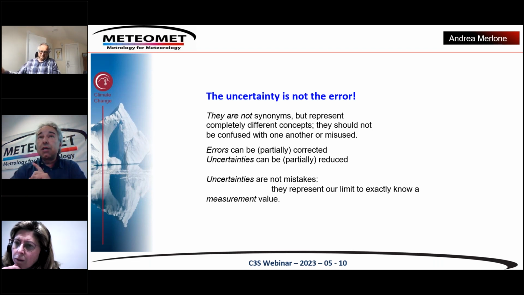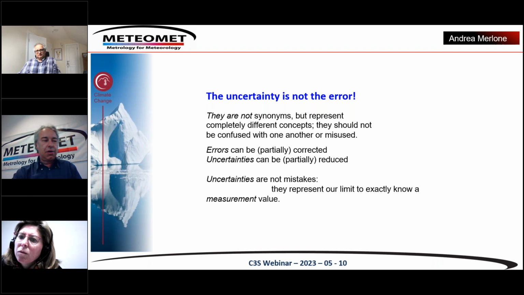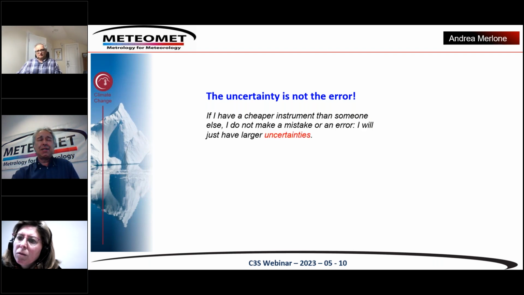And the uncertainty is not an error, because the error must be corrected, as we know. And the uncertainty can be reduced, but not eliminated. If you live with errors, that's not good. And the uncertainty is not the error also, because if I have a cheaper instrument, I'm not making an error. I just have less money and a little bit more uncertainty.